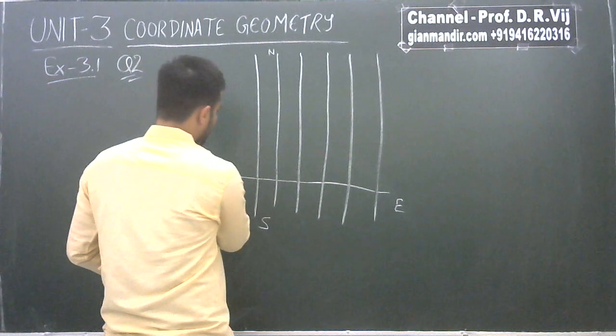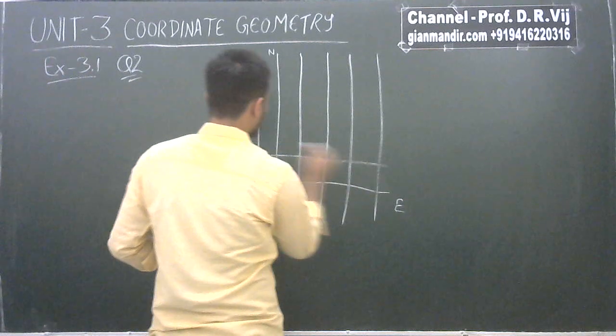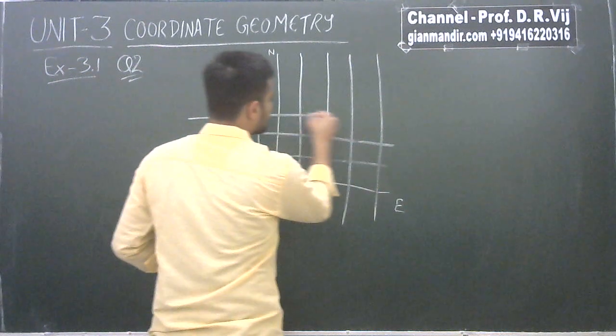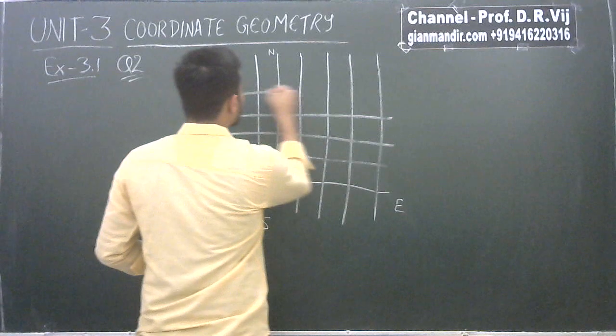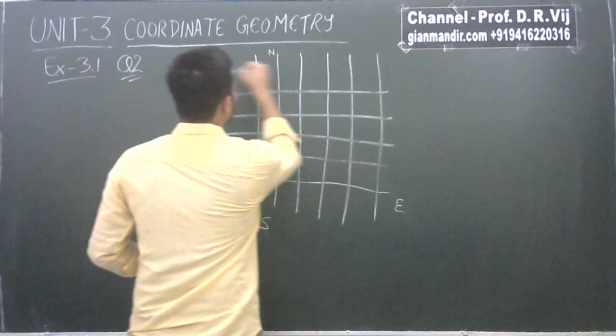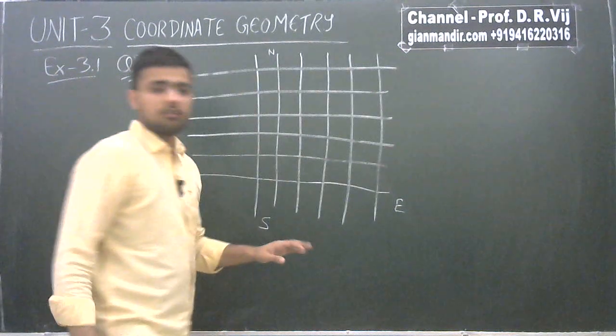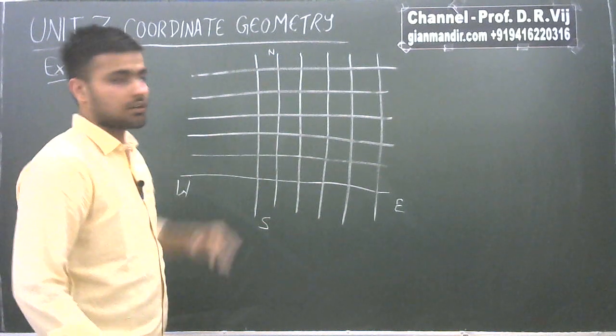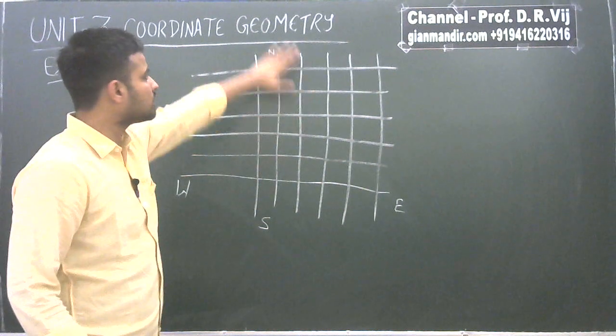In the same way, 1, 2, 3, 4 and 5. 5 streets parallel to the east-west direction. Okay. So now this is the figure.